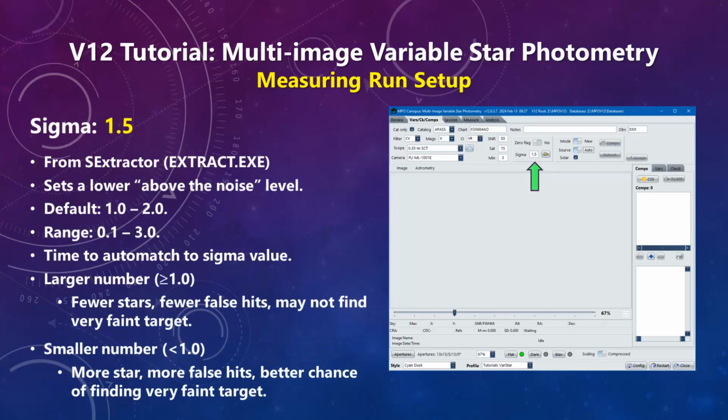Set sigma to 1.5. The value is part of the settings for the Sextractor program and helps define a lower level for data values, that is, this many sigmas above the average noise level. Usually, the default value is between 1 and 2. However, this may prevent very faint stars from being extracted, one of which might be an intended target variable. As the sigma value decreases, more stars are extracted.